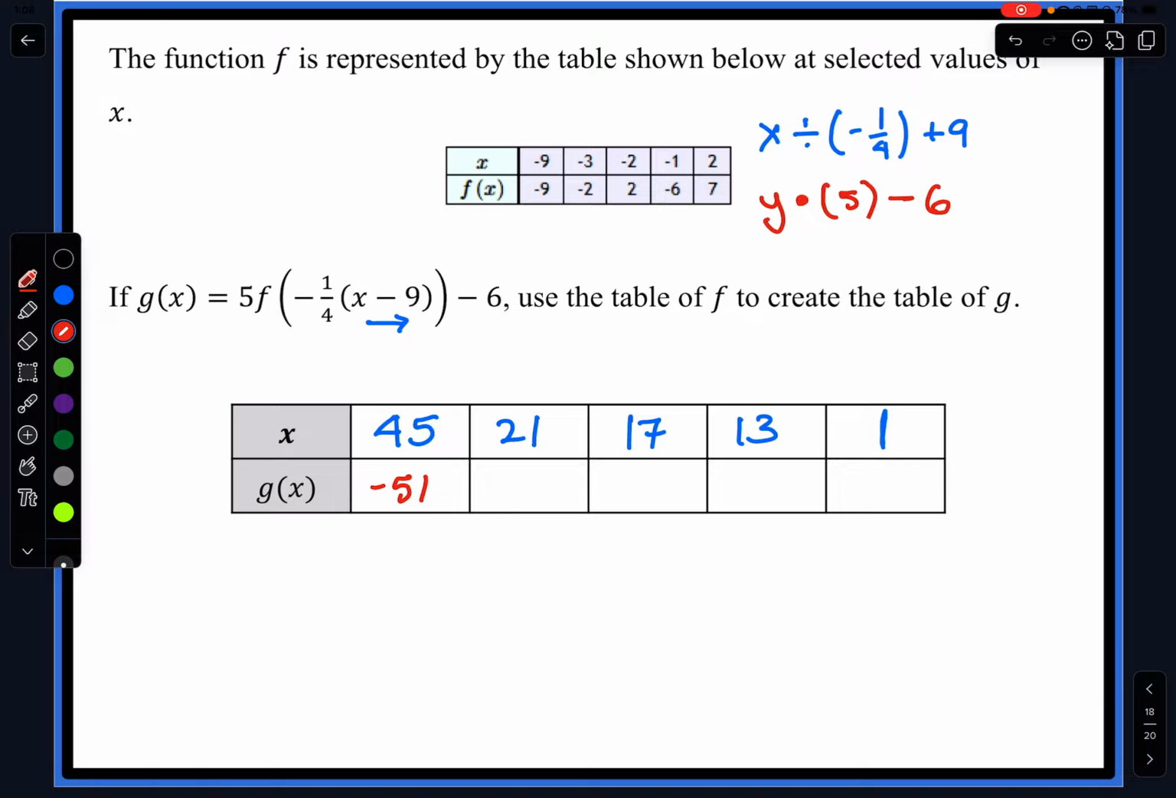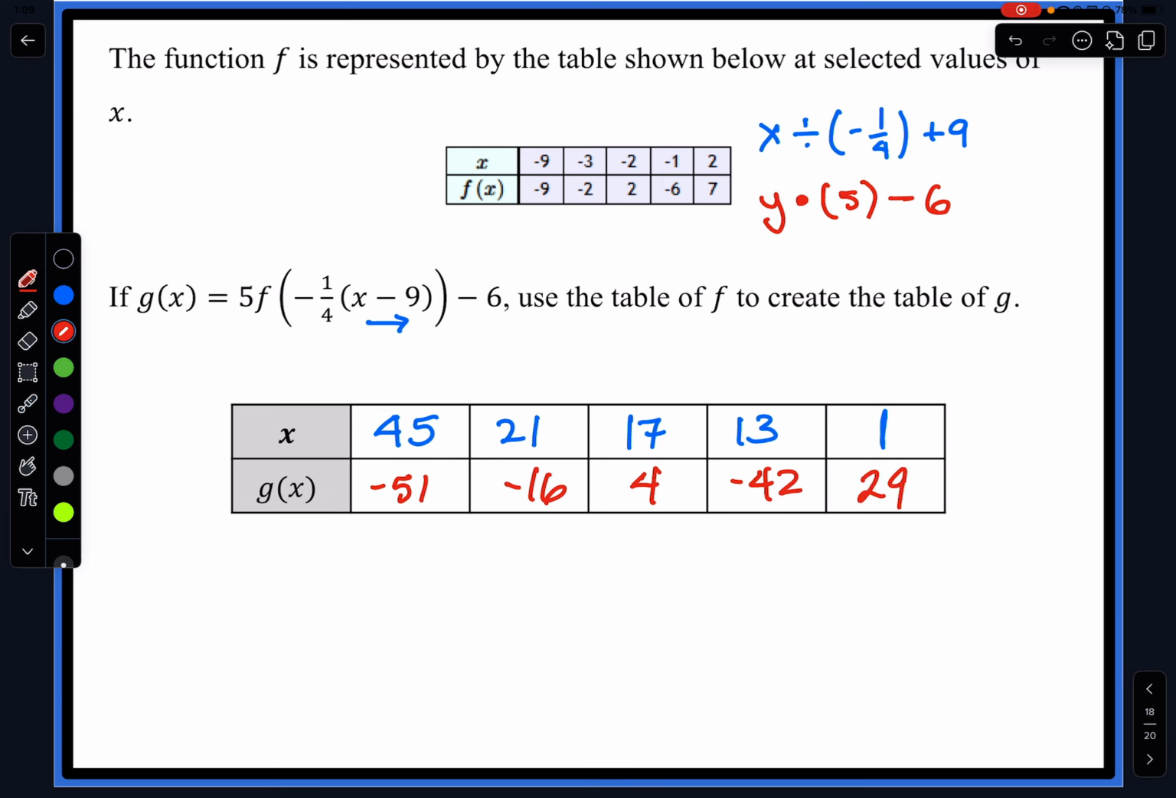that is negative 10, I said? Yes, negative 10 minus 6 is negative 16. And then positive 2, well, that's going to be positive 10 minus 6, that's positive 4. Negative 6 is going to be negative 30 minus 6, that's negative 36. And then 7 times 5 is 35, minus 6 is 29.